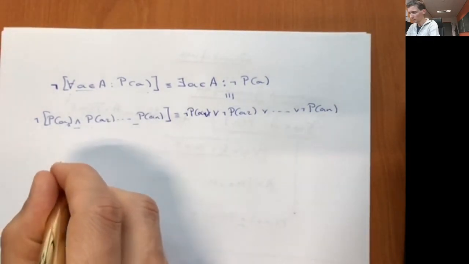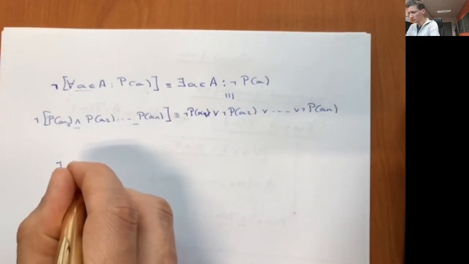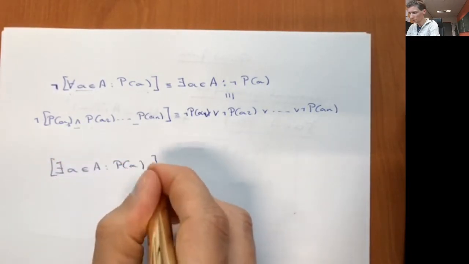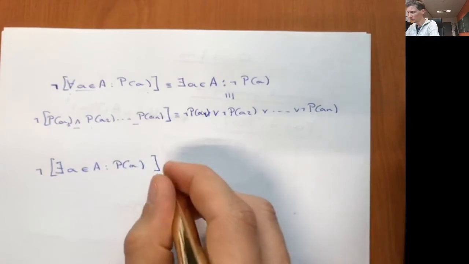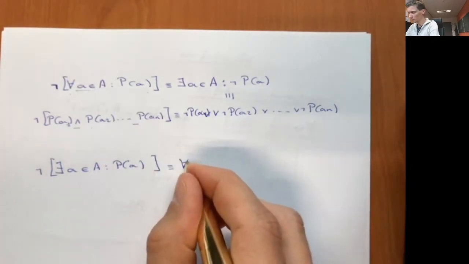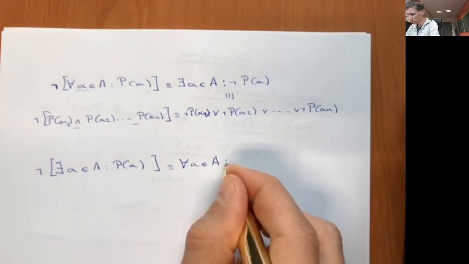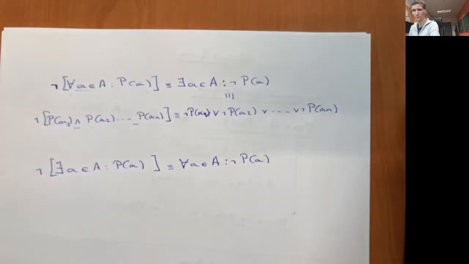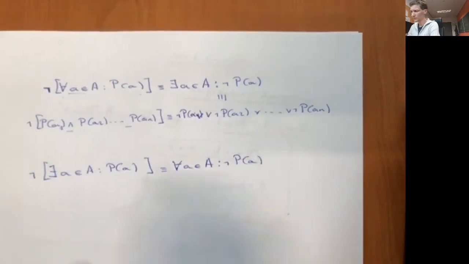Similarly, if you have an existential, for all a, there exists an a in A such that P(a), and then if you negate this, first change the existential one to the universal one, and then negate the formula, so you have not P(a). Okay.